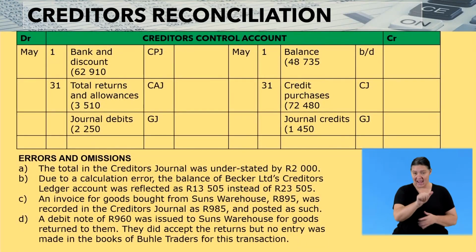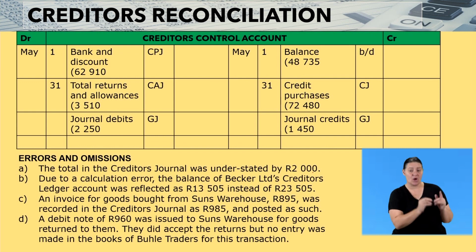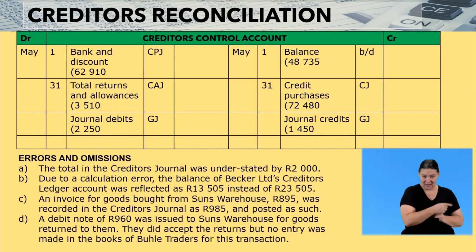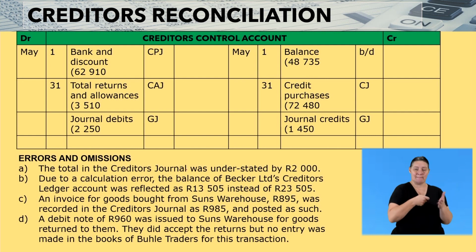Let us begin. A, the total of the creditors journal was understated by 2,000. It simply means when we look at our creditors journal, this is where we record all our credit purchases. Therefore, I'm coming to my purchases here. If it is understated, that means we recorded less. To correct that, you go and you add. I'll come to my credit purchases. I'll say plus 2,000. I have corrected that.